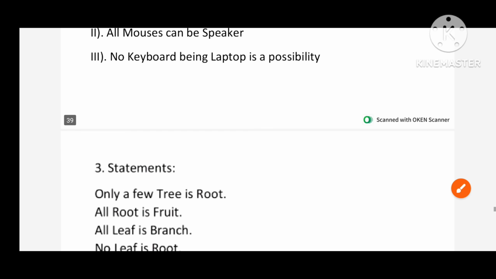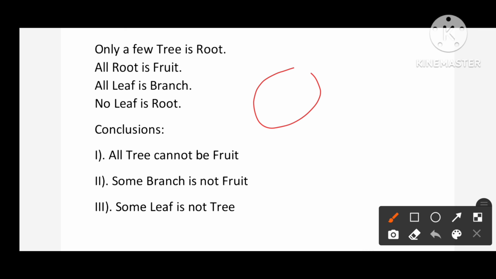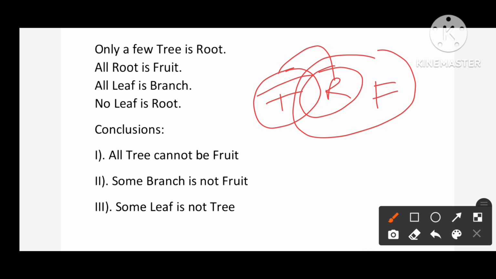Next, third question. Only a few tree is root. All root is fruit. All leaf is branch. No leaf is root. All leaf is a branch.